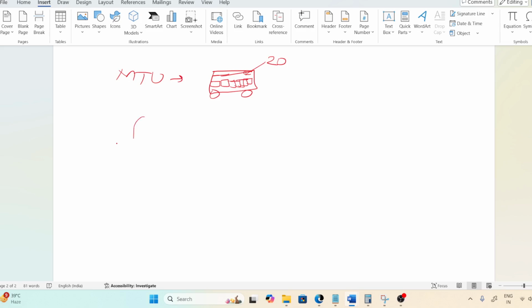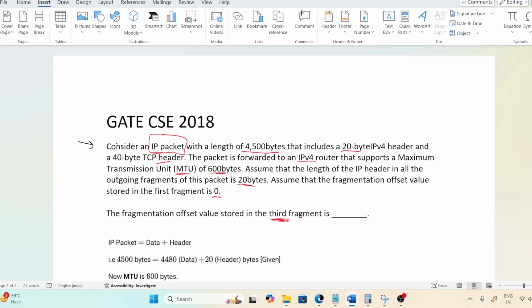Now every router, whatever router you are having, has some capacity. It means the maximum data it can carry from here to here. So this is the maximum capacity. The router's MTU is given in the question. It can be anything. Now, if you see the question, it is written as 600 byte.